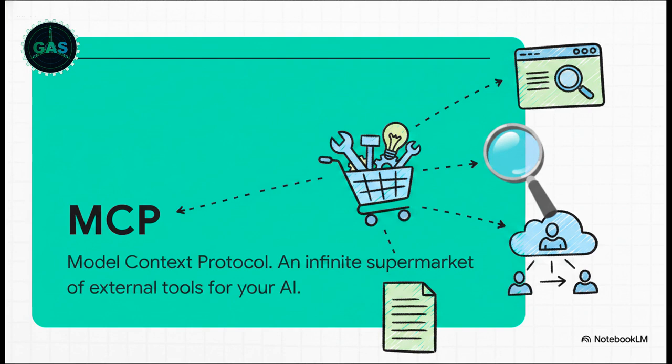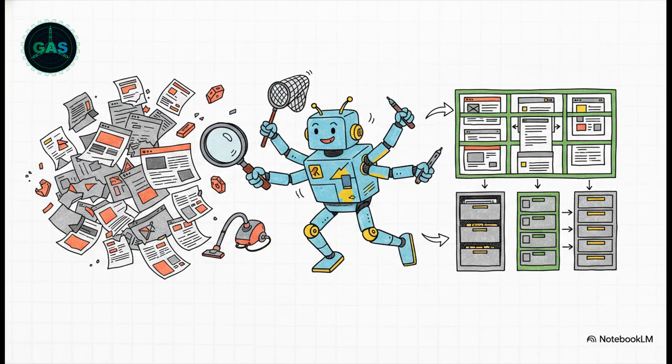Your agent can just autonomously walk right into this virtual supermarket and grab whatever tool it needs to get the job done. A really perfect example of this is autonomous web scraping. Say you connect an MCP server for a tool like Firecrawl. You've instantly given your agent the ability to independently navigate the internet.